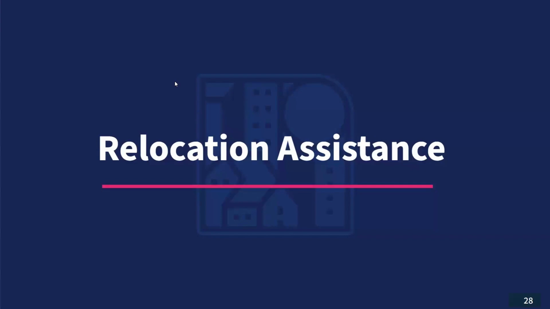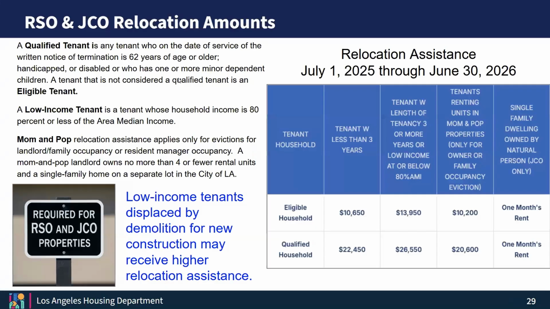Relocation assistance. RSO and JCO relocation amounts. A qualified tenant is a tenant who, on the date of service of the written notice of termination, is 62 years of age or older, handicapped or disabled, or who has 1 or more minor dependent children. A tenant that is not considered a qualified tenant is an eligible tenant. A low-income tenant is a tenant whose household income is 80% or less of the area median income.